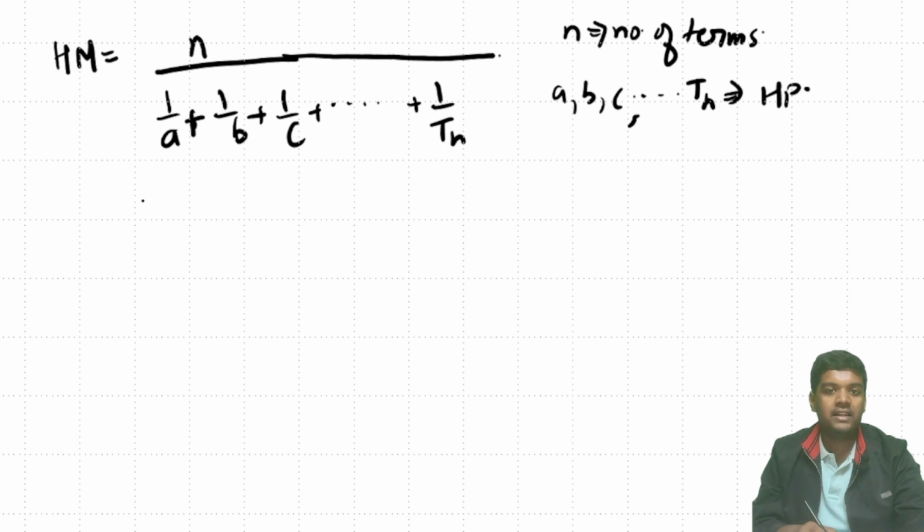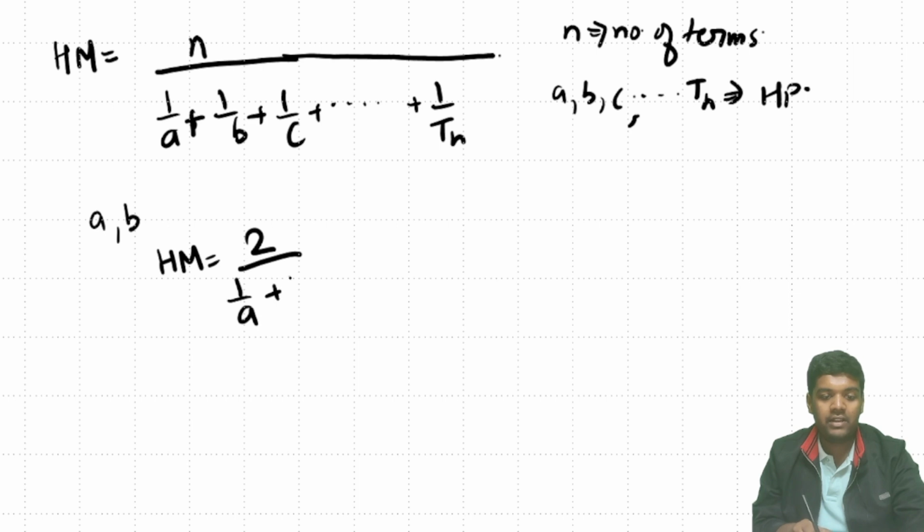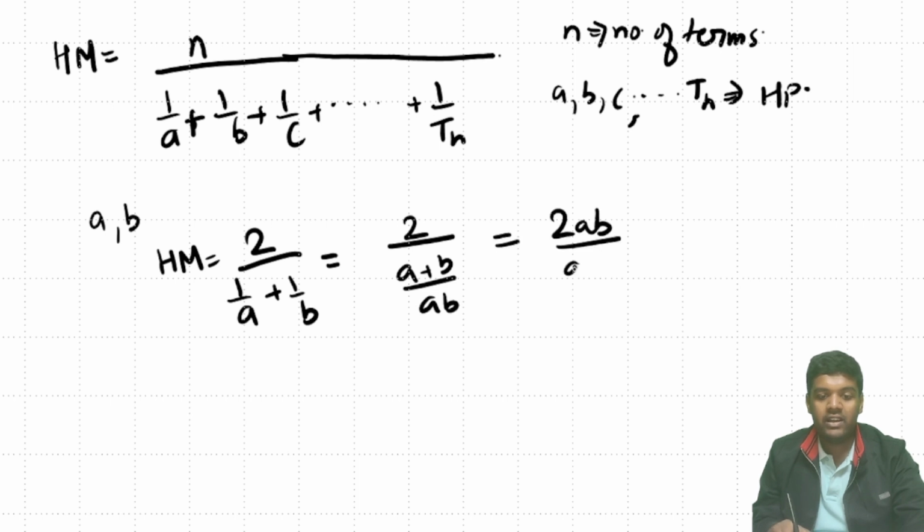Let's say we are given two terms A and B and we are asked to insert a HM between A and B. So what will the HM be? 2 divided by 1 by A plus 1 by B, which equals 2 divided by A plus B divided by AB. This equals 2AB divided by A plus B. Therefore, the HM of two numbers will be 2AB divided by A plus B.